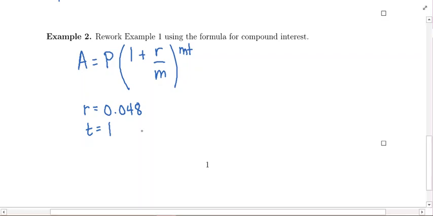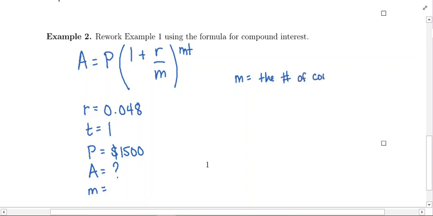P is the amount of the original deposit, so P is $1,500. A is what we're looking for. I want the account balance. The new variable here that we did not see with simple interest is this M value. So I'm going to write up here, M is the number of compoundings per year.